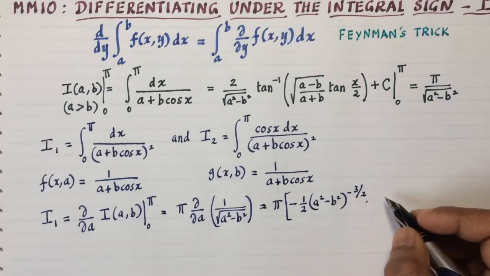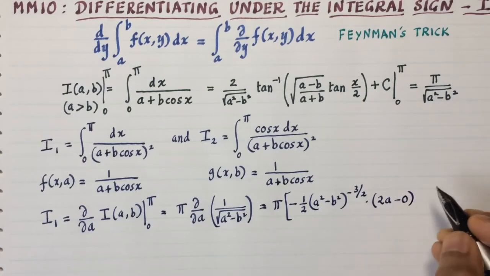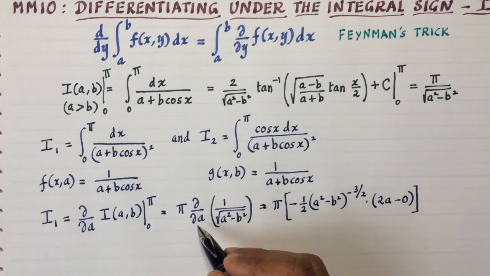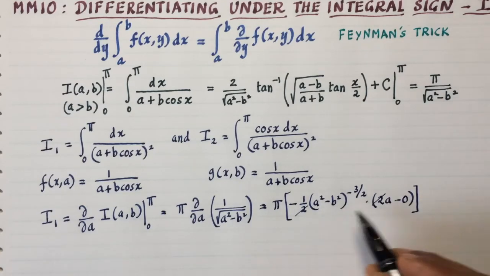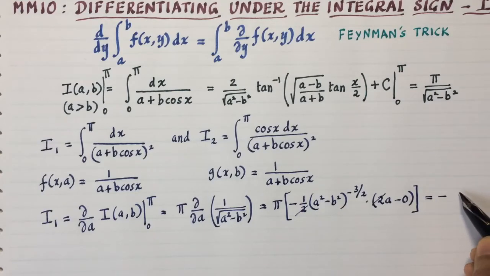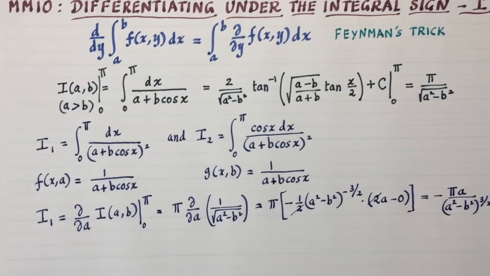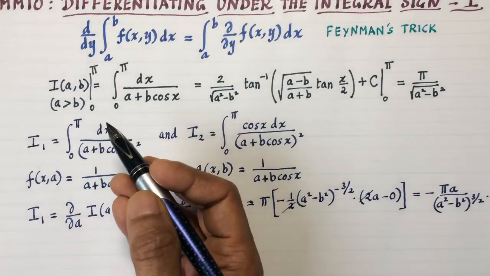And then I go inside and differentiate with respect to a. So using what's called a chain rule, that's going to be 2a minus 0, because remember, in partial derivatives, b is considered a constant if I differentiate with respect to a. So now all I have here is a cancellation with 2, and the negative sign is still there. So that's negative pi a divided by a squared minus b squared to the power 3 halves. We have solved the first integral, I1, through nothing more than differentiating an already established result.